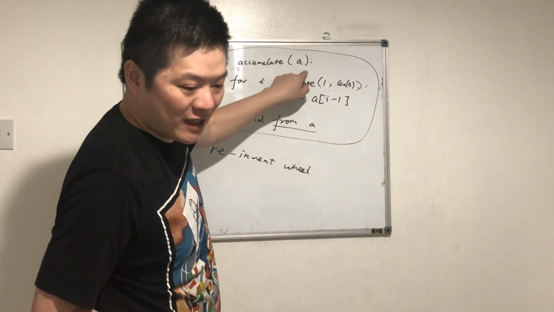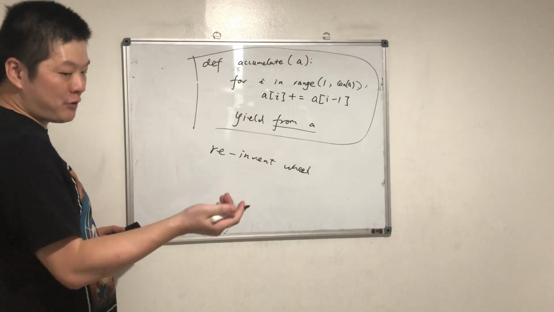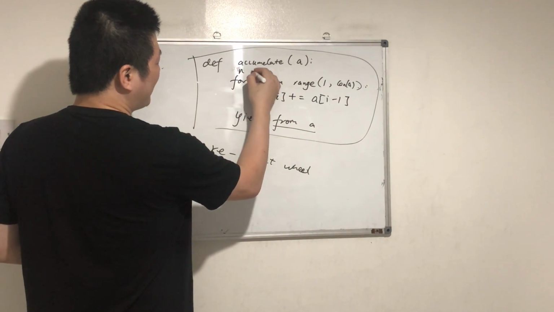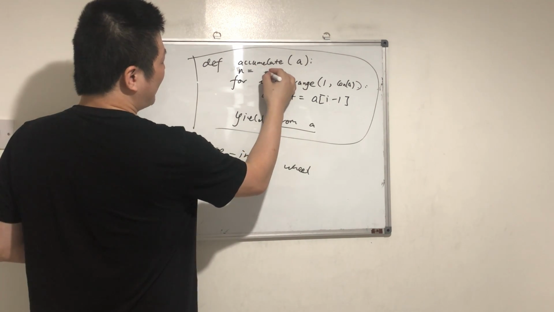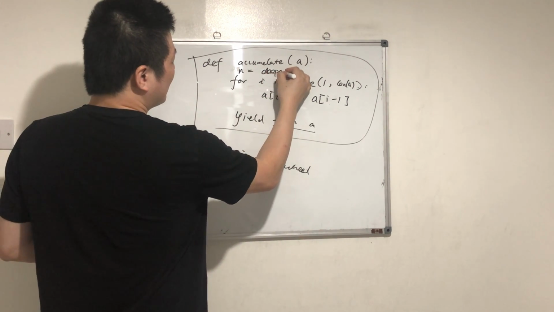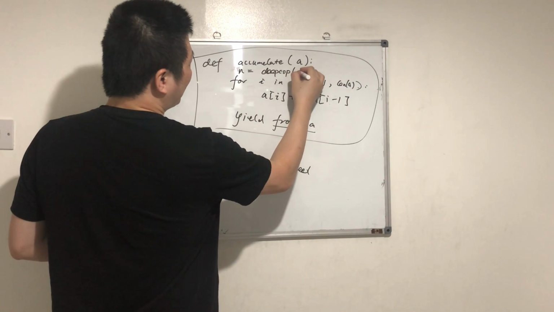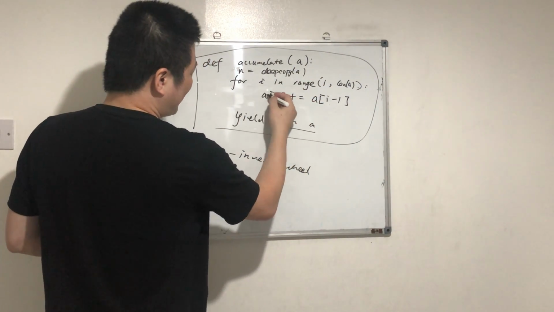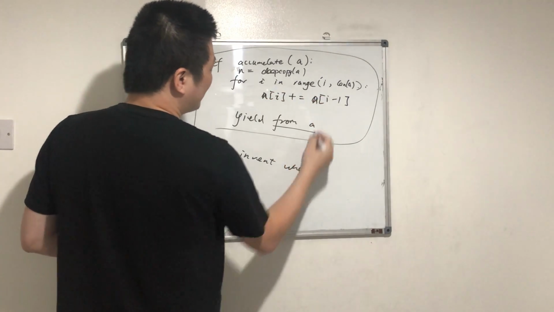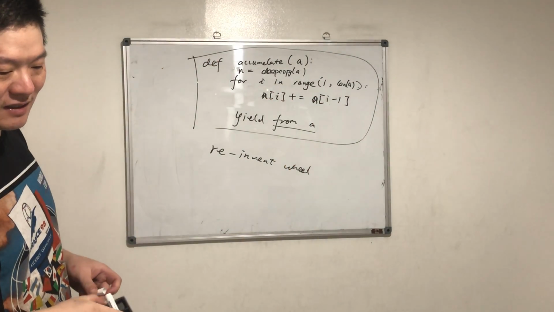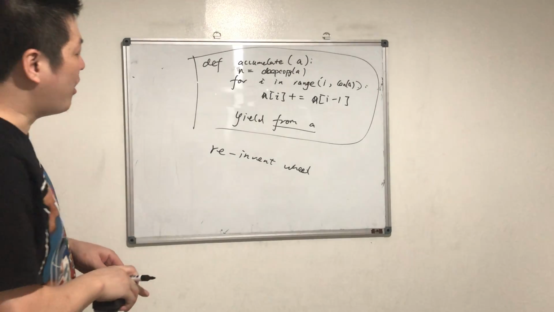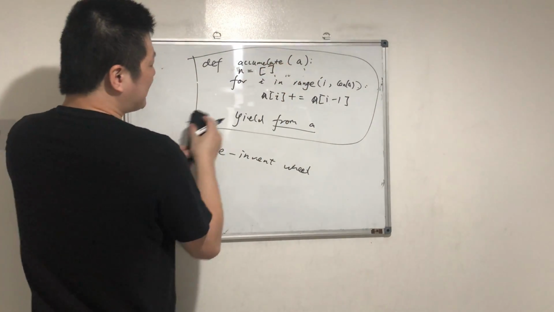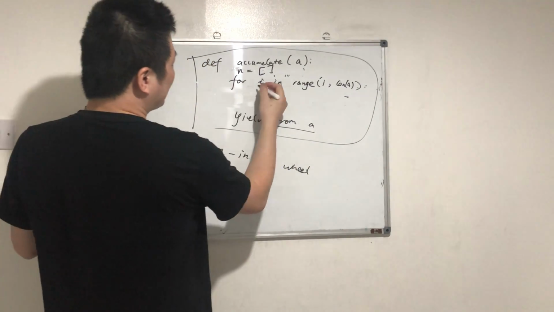We are modifying this. If we want to make a copy, we can say a new array equals copy.deepcopy(A). We can copy A and then do this. It's the same thing. Does it make sense? Or we don't need to, we can create a new array, but instead we can do this.